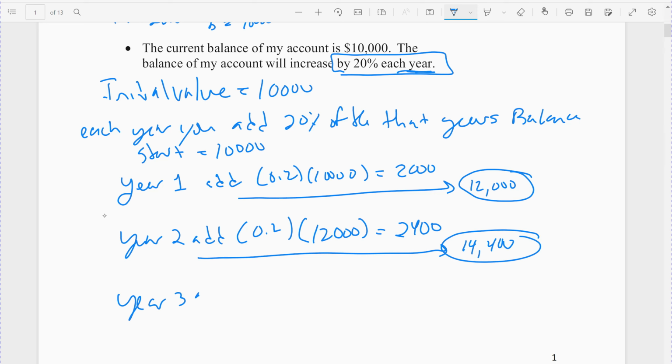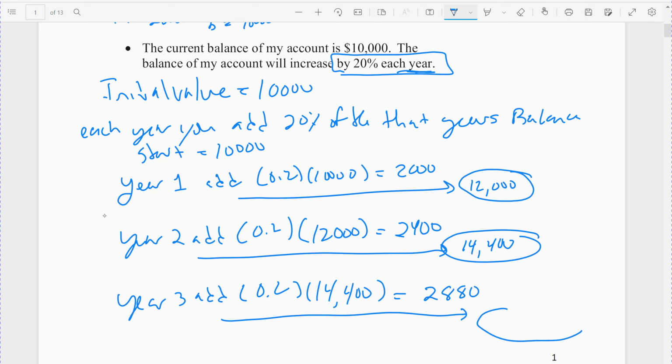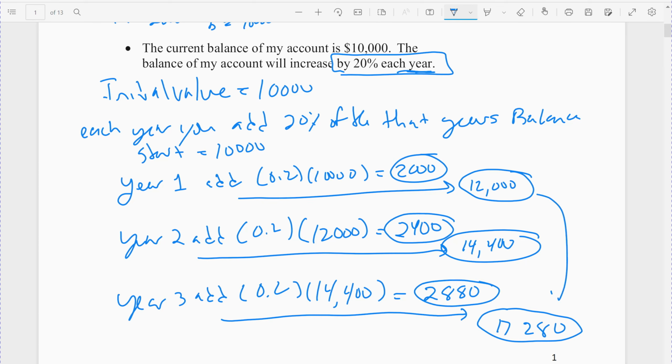Year 3, we add 20% of the 14,400, which means we get to add a little bit more this year. It's 2,880. So you'll notice every year we got to go up a little bit more. The first year we added 2,000. The second year we added 2,400. The third year we added 2,880. So it increased at a faster rate, right?